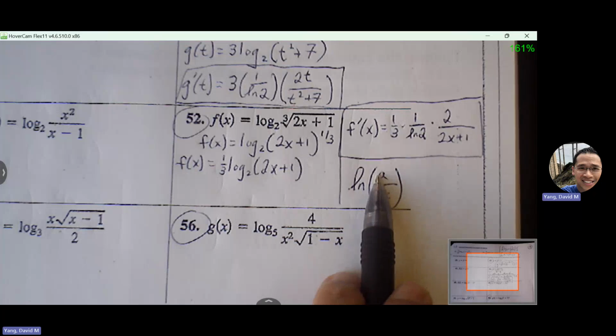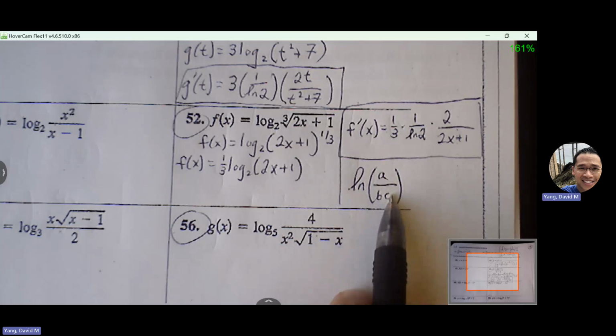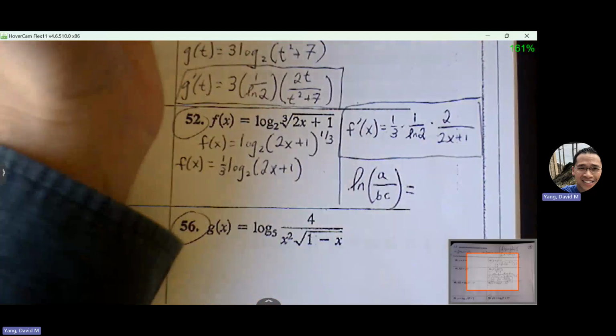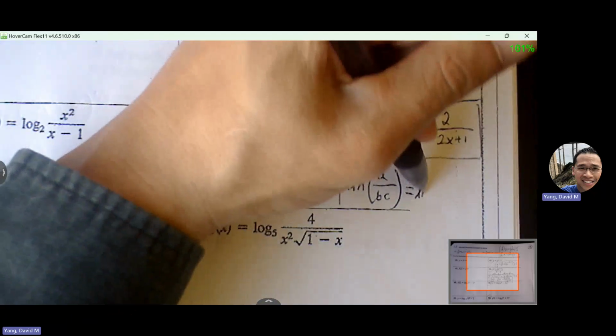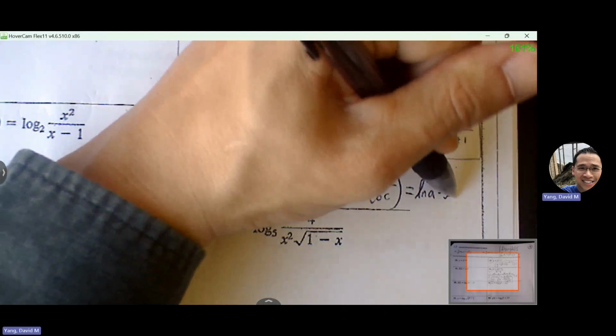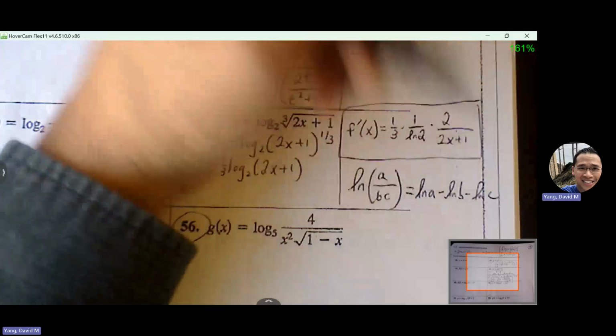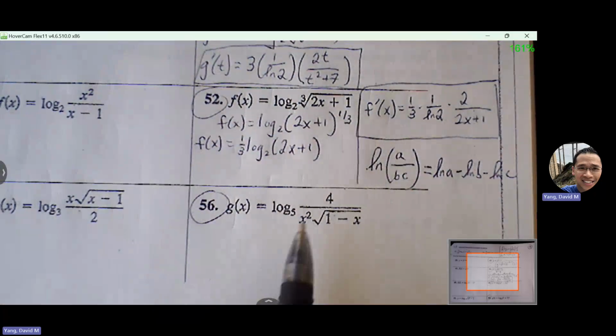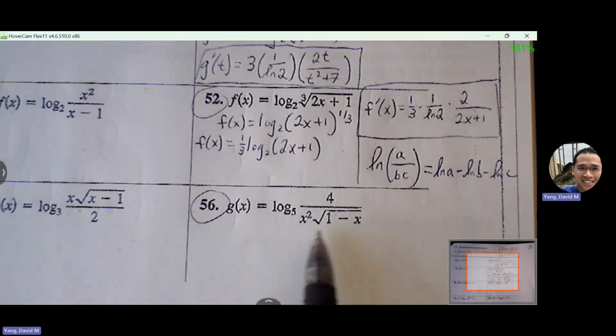If something is part of the numerator, it will be expanded out to be a positive natural log or positive log. Anything in the denominator, if we want to expand it, is basically going to end up with a minus log or minus natural log. So for instance, if I had natural log of a over bc, it'll be natural log of a minus natural log of b minus natural log of c. So I just want to show that we can see that setup here as well.